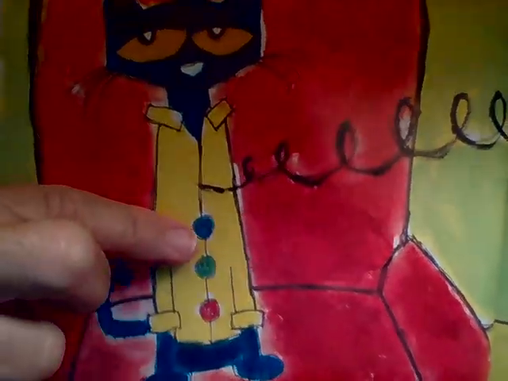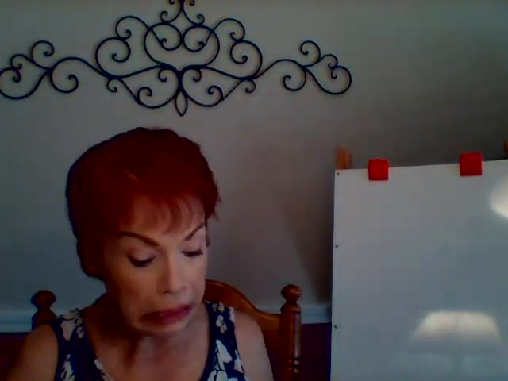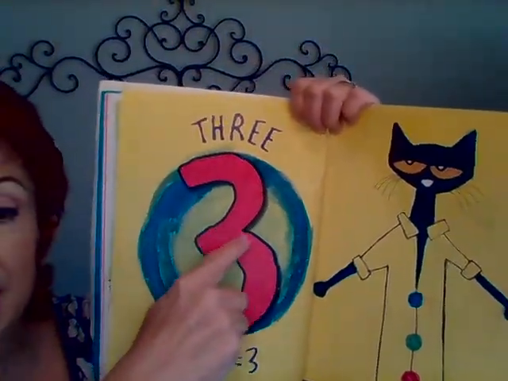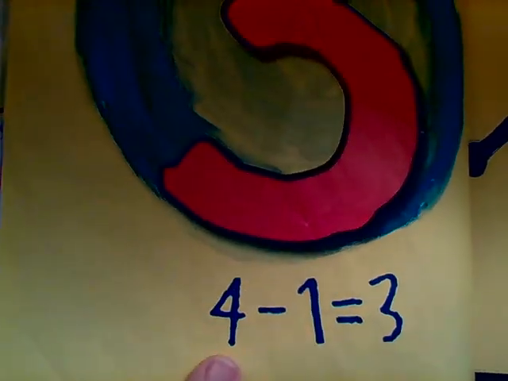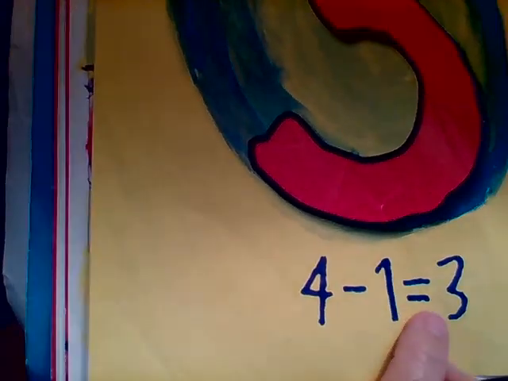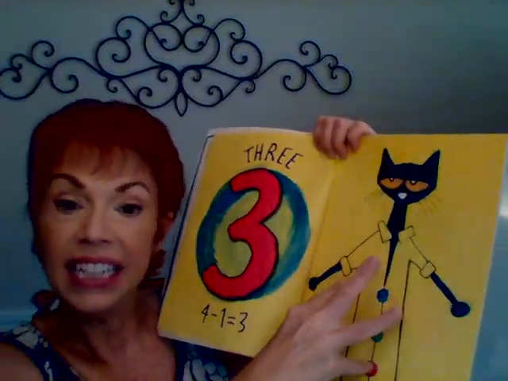Look at the illustration. Let's count. 1, 2, 3. Now Pete only has 3 buttons. He had 4. Boing. Now he has 3. And look, on the next page, it shows us a big number 3. It says we had a set of 4. We took away 1. That's called subtract 1. And now there's only 3. Only 3 buttons in this little set.